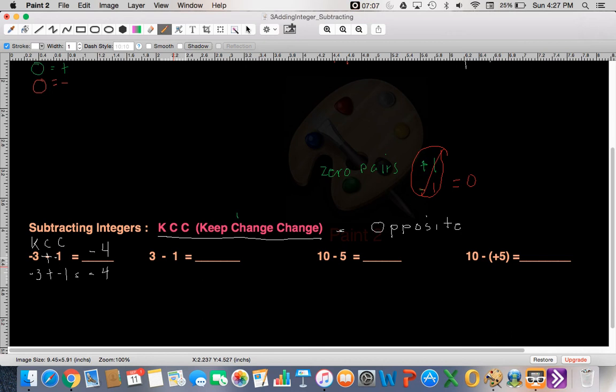On this side, you're going to keep, change, change. So this one you keep the number the same, and you change this to the opposite, positive, and you change this one to the negative. So it will be 3 plus -1. So this one you have different sign integers. So you're going to subtract, right? The answer would be 2. And you're going to follow the higher number's sign, which is positive.